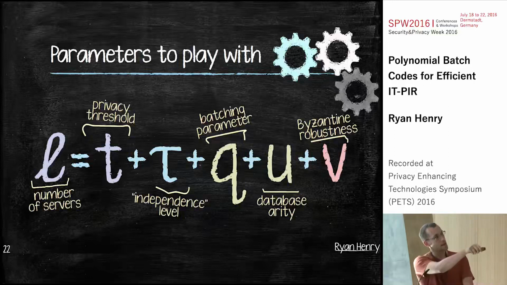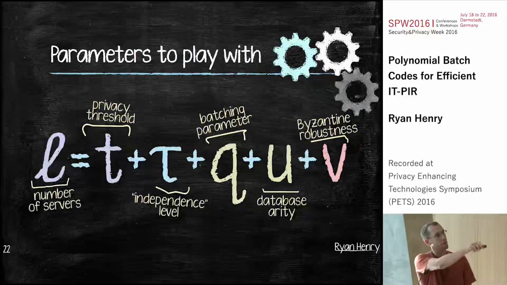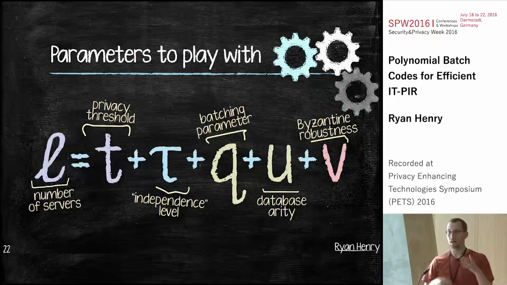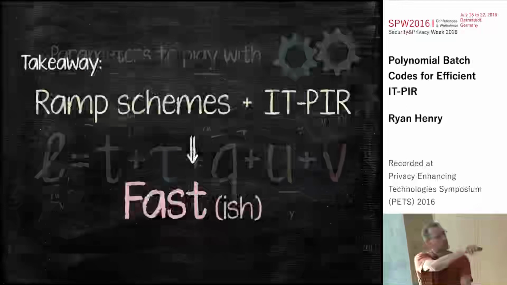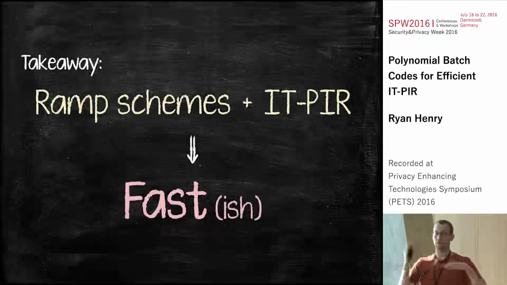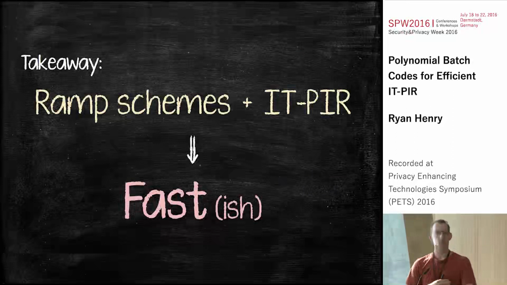And the observation is, we can set Q and U however we want up until V gets down to 0. V is the number of malicious servers we can tolerate. So by reducing this number of malicious servers, we can increase those Q and U parameters arbitrarily to whatever level we want. And as long as this equality is satisfied, everything will still work.